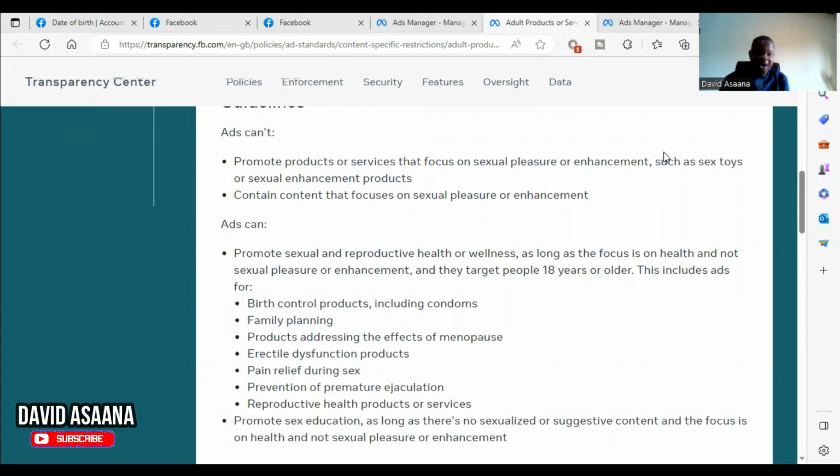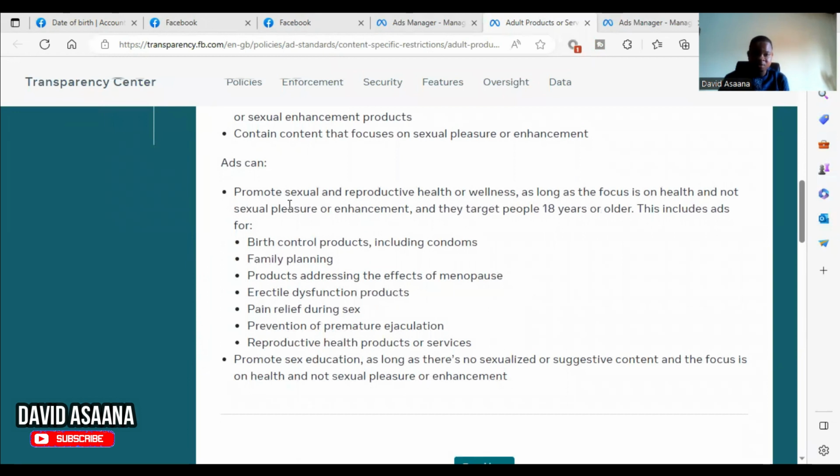Then what we can rather promote is sexual and reproductive health or wellness, as long as the focus is on health and not sexual pleasure or enhancement, and they target people 18 or above. This includes ads for birth control products, including condoms, family planning, products addressing the effects of menopause, erectile dysfunction products, pain relief during sex, prevention of premature ejaculation, reproductive health products, and all that. Promote sex education.